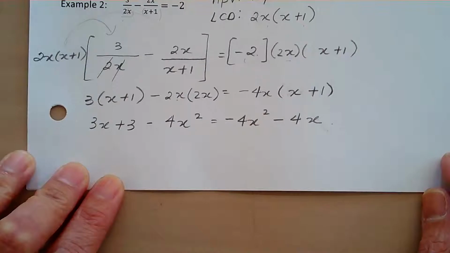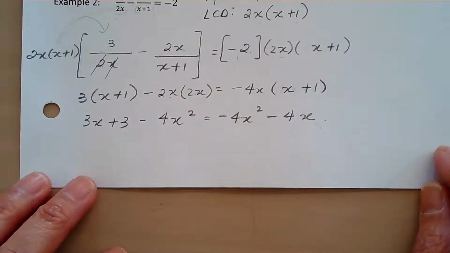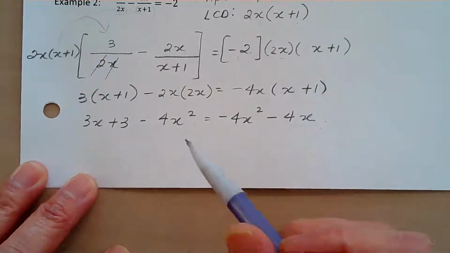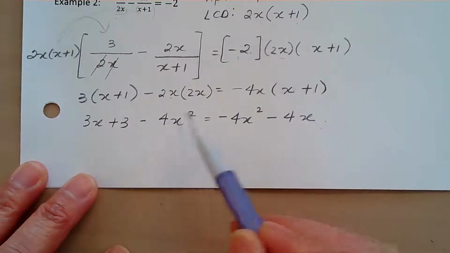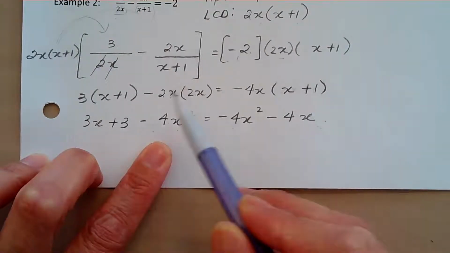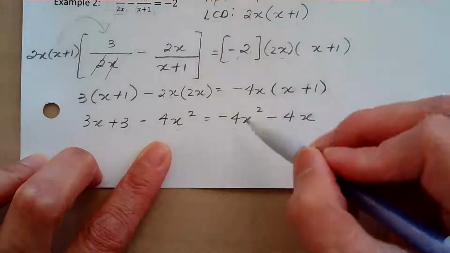Okay, so this is what I got. 3x plus 3 minus 4x squared equals negative 4x squared minus 4x. Okay, I see some x squares in here. This is negative 4x squared, negative 4x squared, and then another negative 4x squared there. If I bring this to the other side, they cancel each other out. So they're really gone, right?